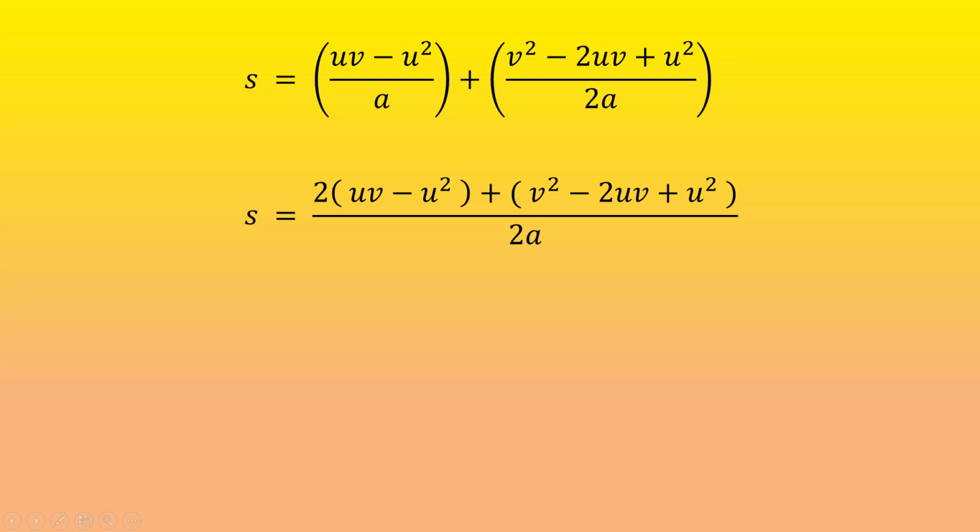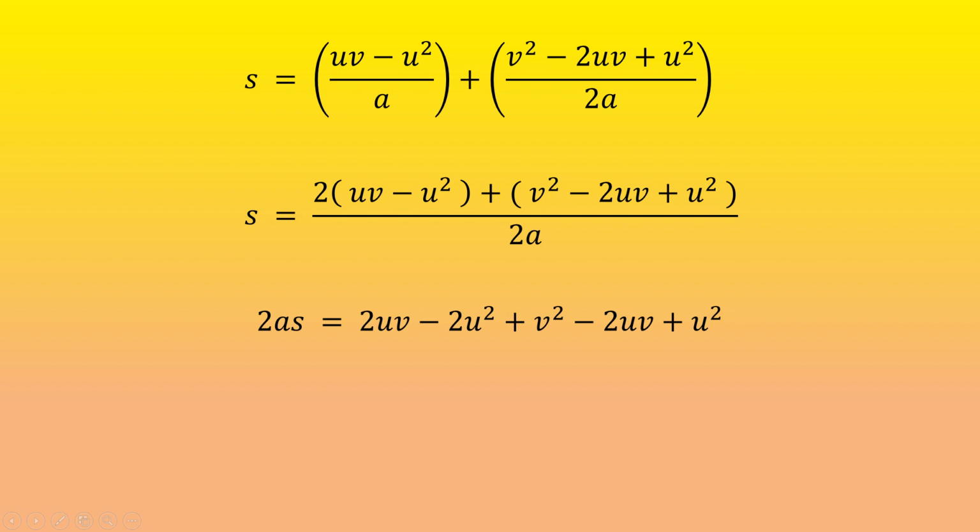You can think of it in this way also: multiply and divide this with 2, and you'll get the same value, right? In the next step, I'll send this 2a to the left side, and at the same time I will send this 2 inside. We have to multiply 2 with uv, and 2 with u square also. So I'll get 2as is equal to 2uv minus 2u square, and I'll write this as it is: plus v square minus 2uv plus u square.